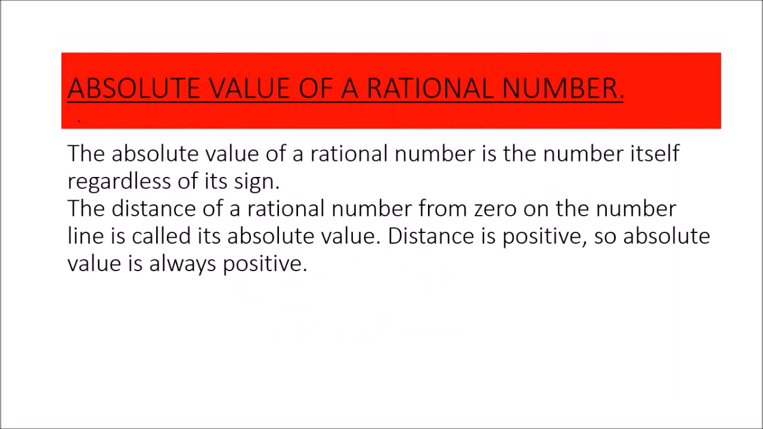Now, next section: absolute value of a rational number. The absolute value of a rational number is the number itself regardless of its sign. The distance of a rational number from 0 on the number line is called its absolute value. Since distance is positive, absolute value is always positive.